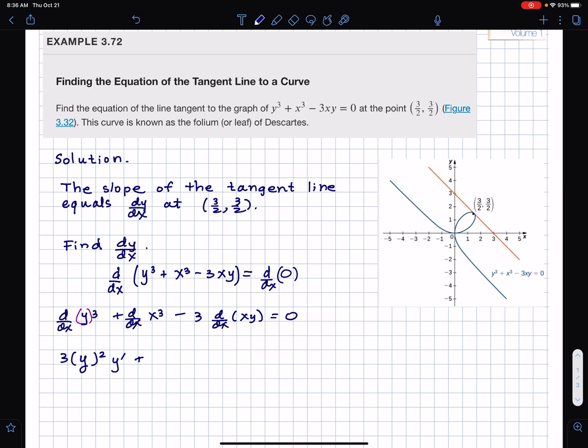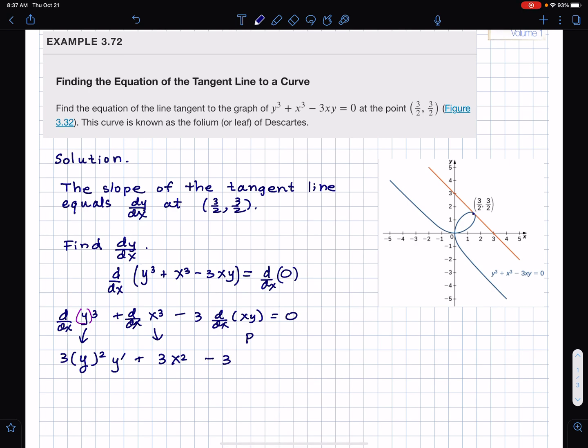Then we come over to the next piece. The first one we just did was the derivative of y cubed. Now we take the derivative of x cubed, and that's 3x squared. You could multiply by x prime. x prime is 1, so there's not really a point in doing that, but you could write down x prime. x prime is 1.